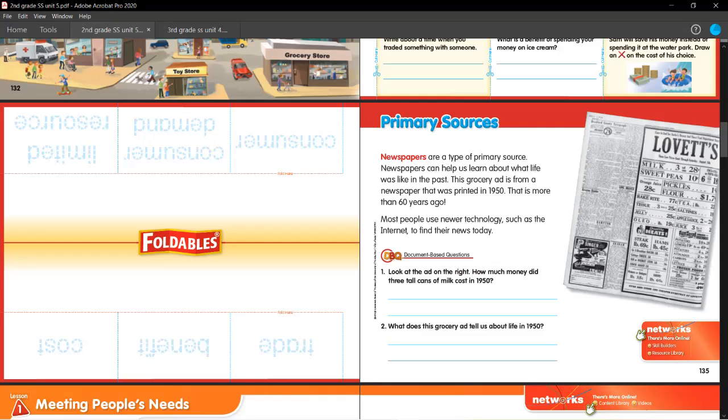For number 2, what does this grocery ad tell us about life in the 1950s? So take a look at it. What do you think about these prices, the things that are listed? Give me a short sentence or two that tells me what the grocery ad tells you about what life was like in the 1950s. Once you've completed that, please make sure you scan and upload everything very carefully.